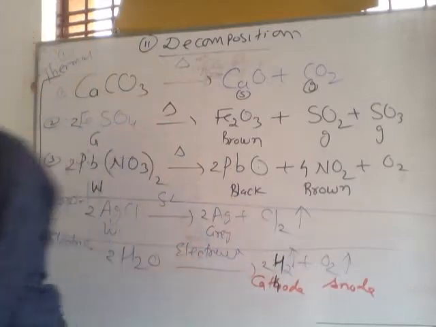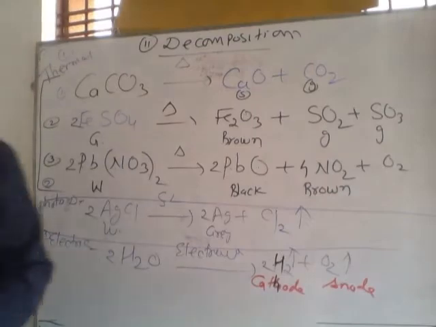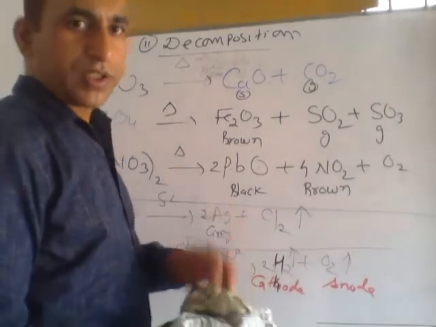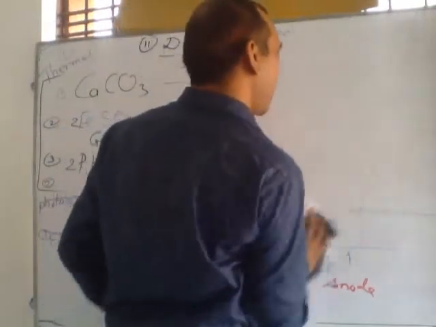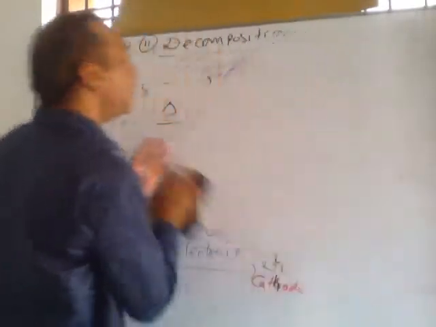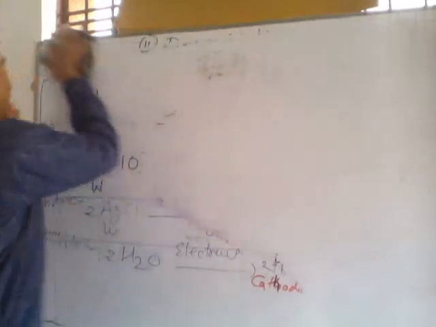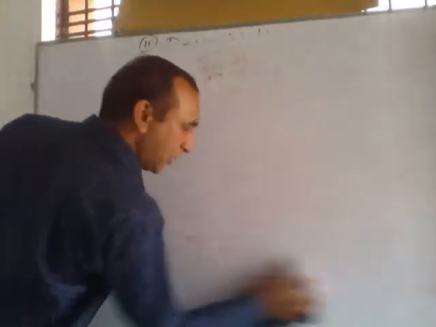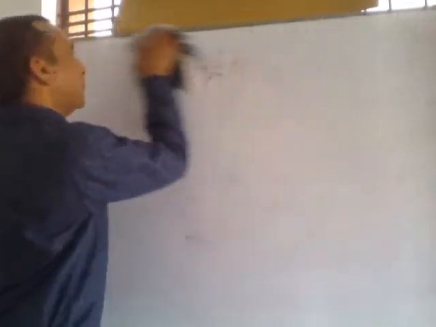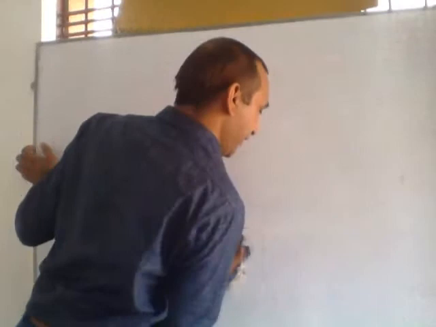So quickly revise decomposition. Decomposition reaction is just the opposite of combination. Decomposition reaction may be by heat. Heat means thermal decomposition. In thermal decomposition, we are providing heat to limestone, ferrous sulfate and lead nitrate. Second is photo decomposition and third one is electrolysis.